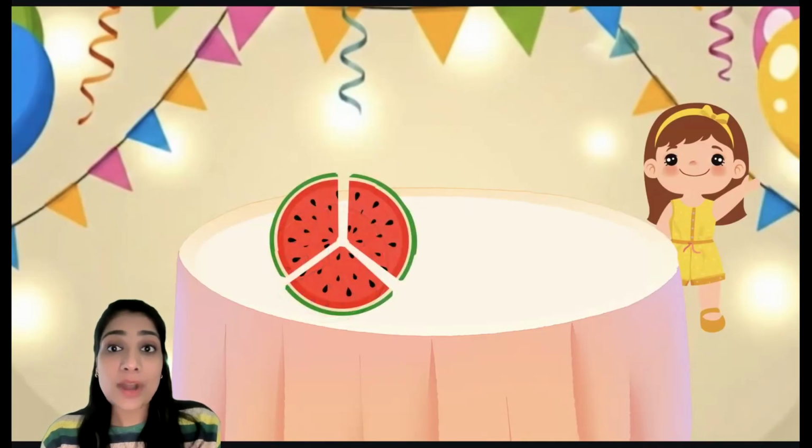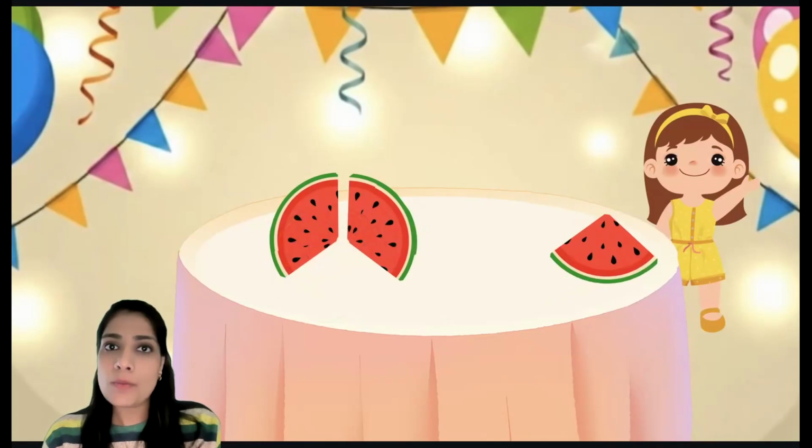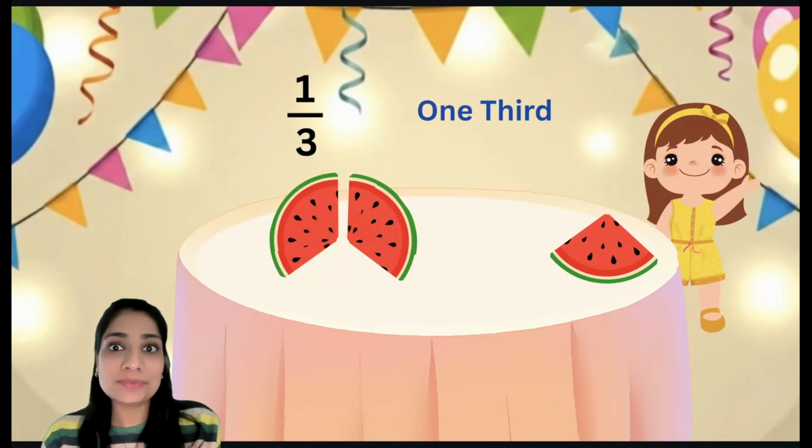Reena wants to grab a slice of watermelon. She cuts the watermelon into 3 equal parts and grabs one slice. How much of the watermelon did she eat? 1 part out of 3 parts. So 1 out of 3. This is also called 1/3.